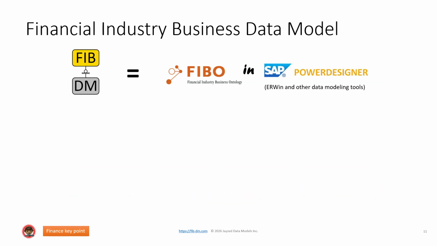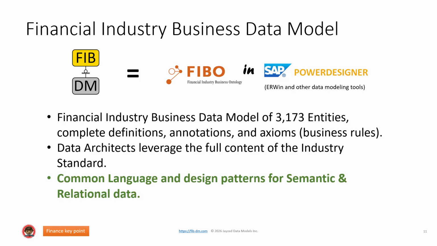So the Financial Industry Business Data Model means FIBO in PowerDesigner, Erwin, or other data modeling tools. The model comprises, in its latest release, over 3,000 entities. It has complete definitions and notations, axioms, and business rules. Data architects leverage the full content of the industry standard. With that, we have a common language and design patterns for semantic and relational data.